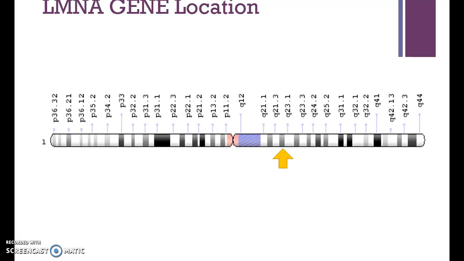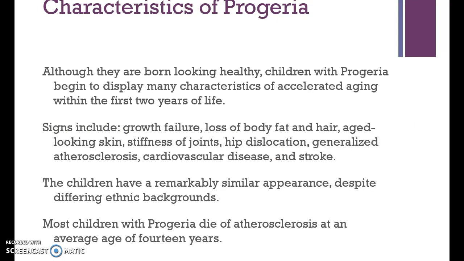Here's the lamin A gene location. Characteristics of progeria. Although they're born looking healthy, children with progeria begin to display many characteristics of accelerated aging within the first 2 years of life.